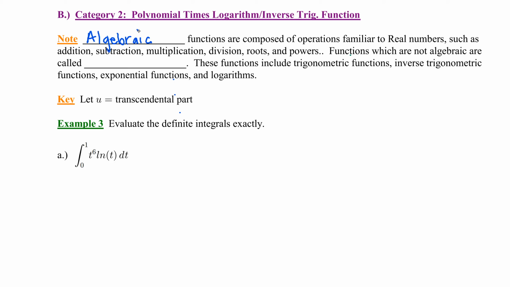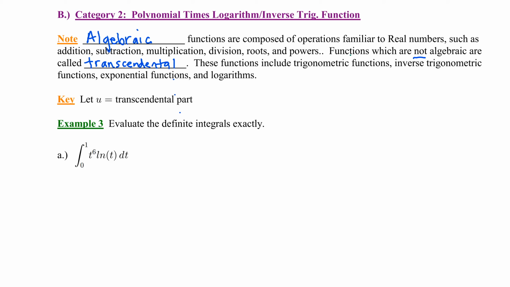Now, in order to understand the vocabulary that I'll be using, first note that algebraic functions are composed of operations familiar to real numbers, such as addition, subtraction, multiplication, division, roots, and powers. Now, functions which are not algebraic are said to be transcendental. These functions include trigonometric functions, inverse trigonometric functions, exponential functions, and logarithms.